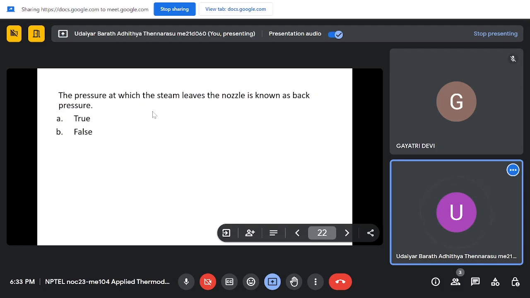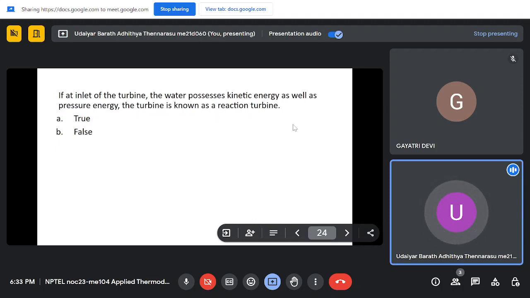So the next is, the pressure at which the steam leaves the nozzle is known as back pressure. The statement is true or false. So it's true. The pressure at the nozzle exit is called back pressure. So the statement is true. The next question is, if at inlet of the turbine the water possesses kinetic energy as well as pressure energy, the turbine is known as a reaction turbine.